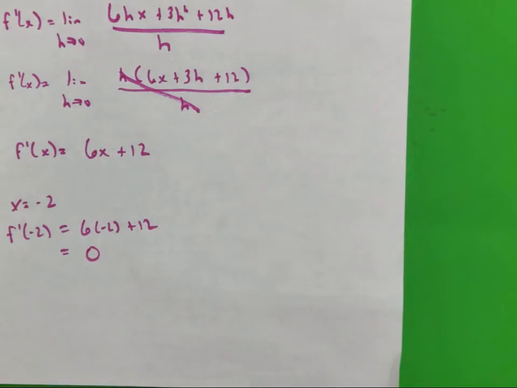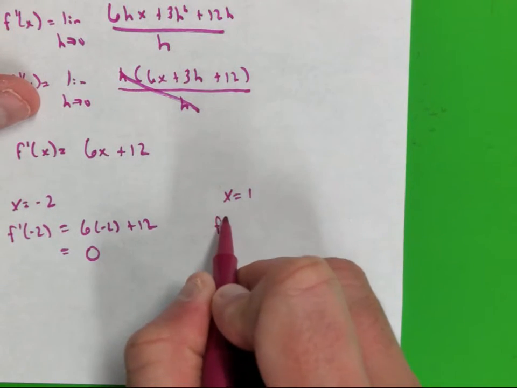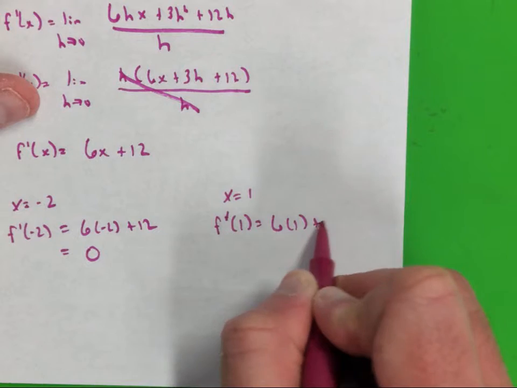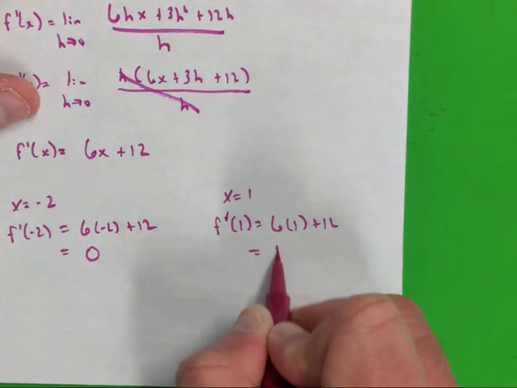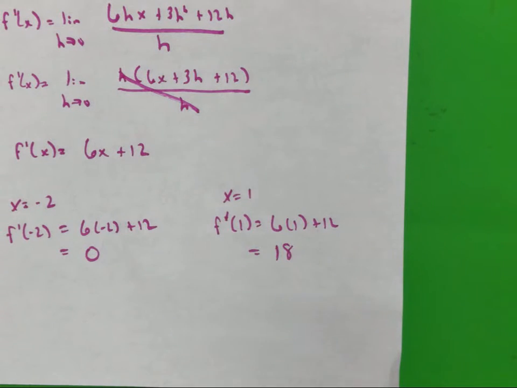So what is going on in the graph at that moment? It's either doing what? It's turning. It's a max or a min. It's turning at that moment. The other one is x equals what? 1. So f prime of 1, 6 times 1 plus 12. 6 plus 12 is what? That's a positive value. So what's going on in the graph at that moment? It's doing what? It's increasing.